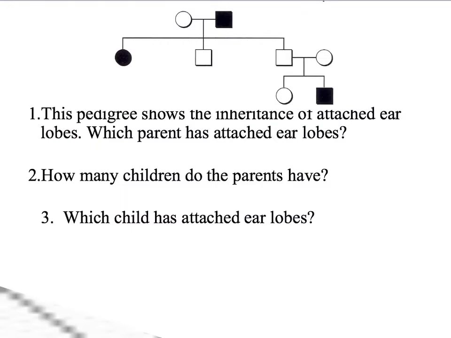Okay, so this pedigree shows the inheritance of attached earlobes. Which parent has the attached? I believe this is on your paper, so go ahead and answer these 3 questions. Push pause if you need to.